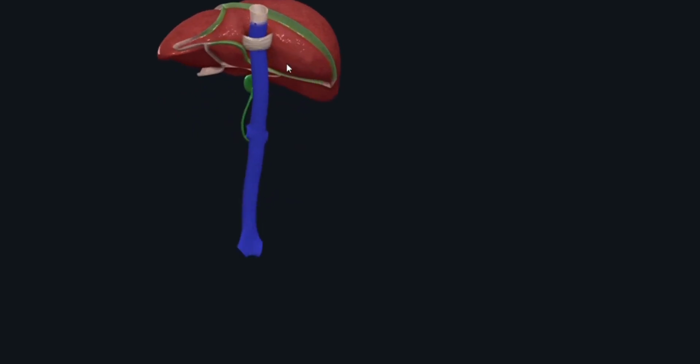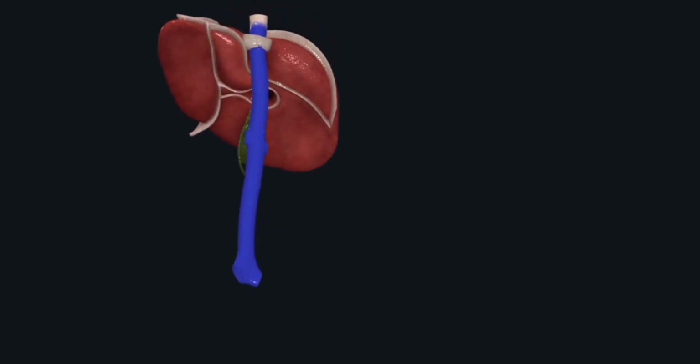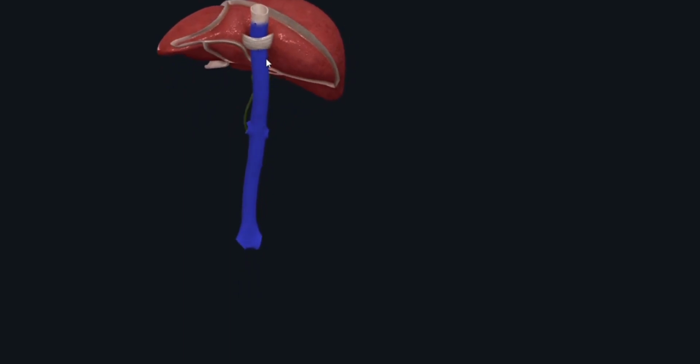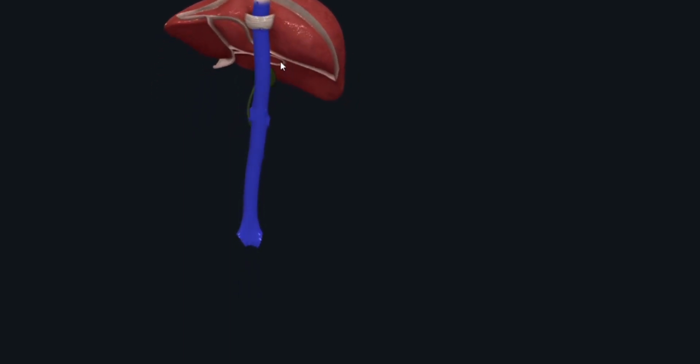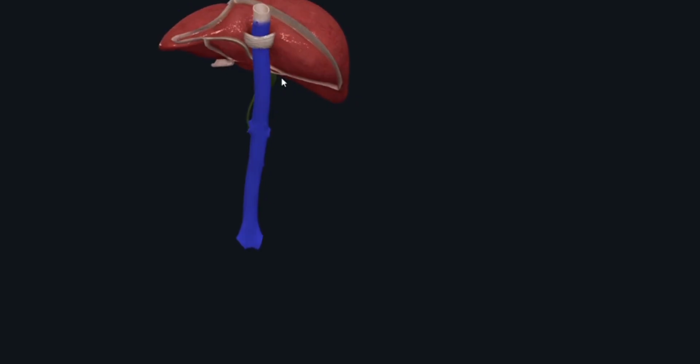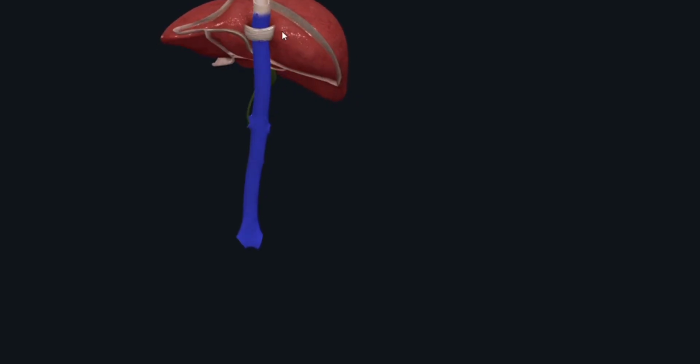Now let us look at the posterior surface. I'm going to rotate the liver in such a way so that you can see the posterior surface. And you can notice how close the posterior surface is to the inferior surface right there. So it's important to distinguish the posterior surface from the inferior, and the posterior surface is much more superior as compared to the inferior part.